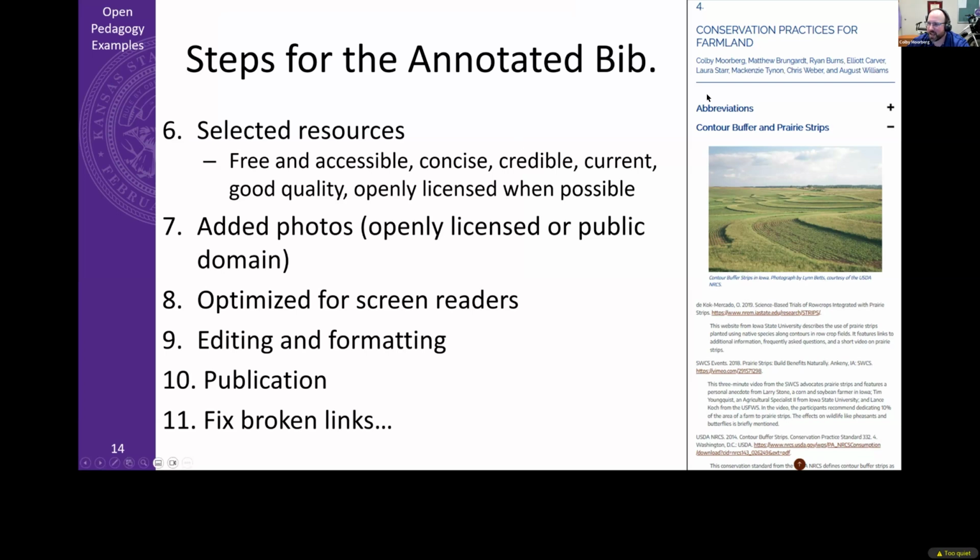And you can see on the right an example of the webbook version of this annotated bibliography. I have a picture of one conservation practice, this section being contour, buffer, and prairie strips. I have a photo of the practice, and then we have all these different resources that were cited and annotated below. So that's what this looks like in the webbook. We created this in Pressbooks, and we optimized everything for screen readers.